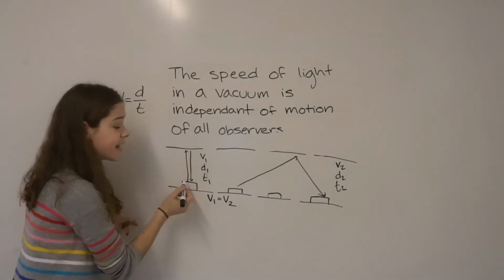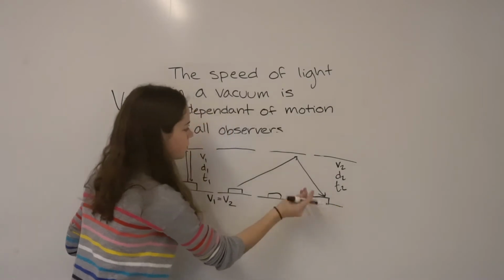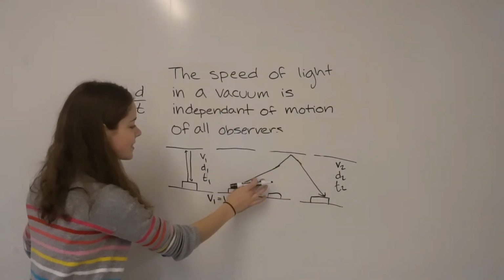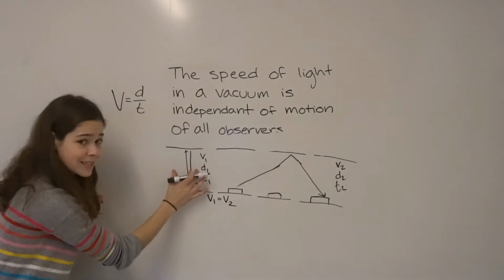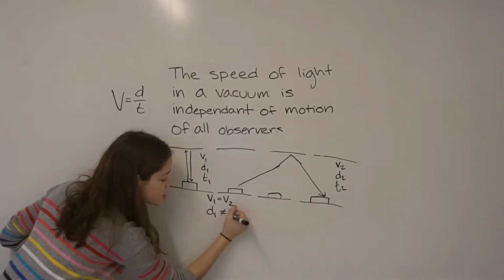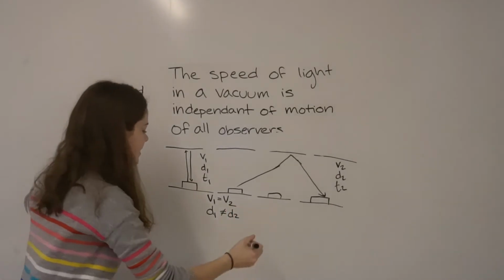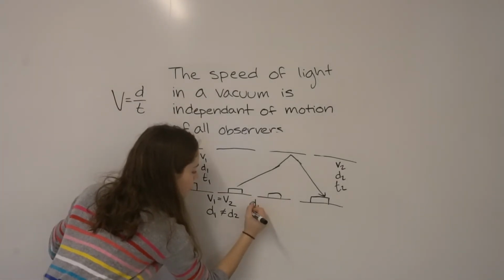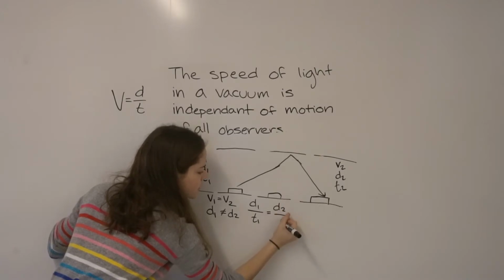All right, if we look at the distance, we also see something very interesting. Because this goes up and down vertically, and this has to go across and across, this distance is actually longer than this distance. So distance 1 is not equal to distance 2. So going back to this equation, we see that D1 over T1 equals D2 over T2.